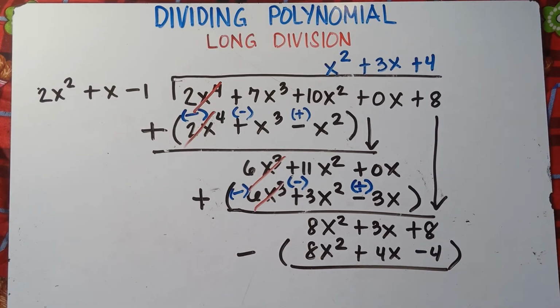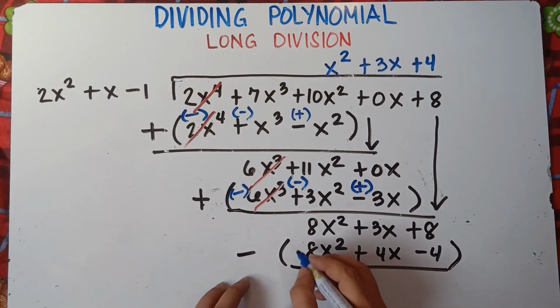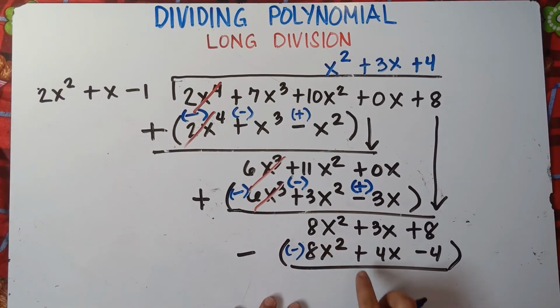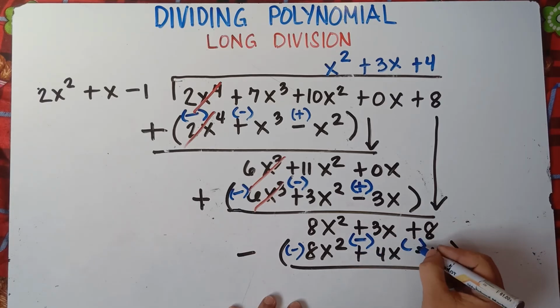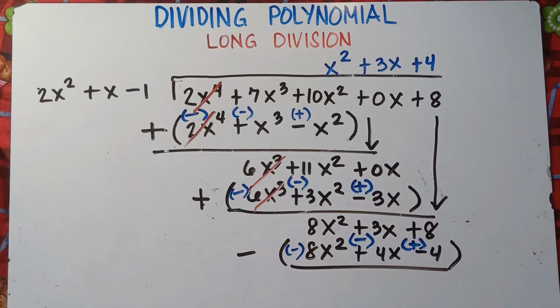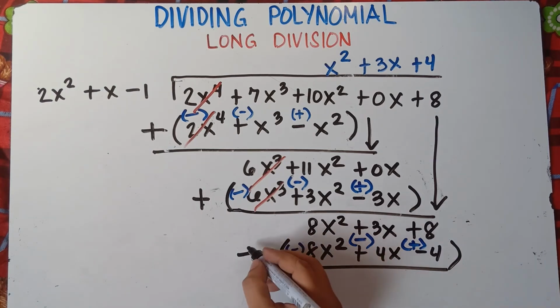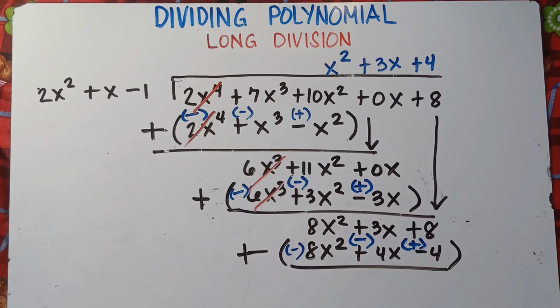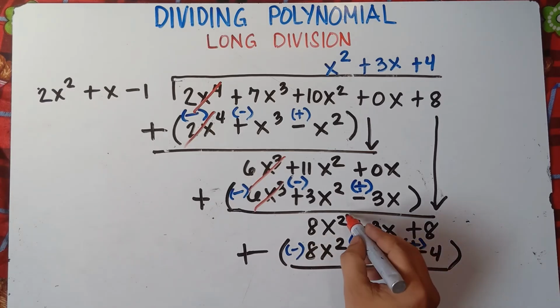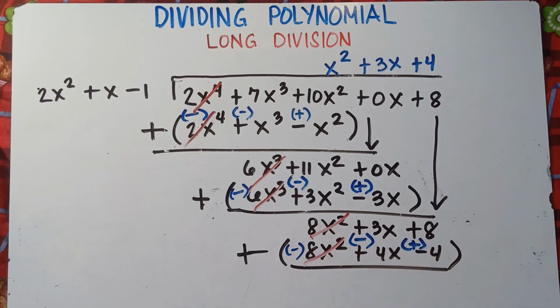Let's change the sign, class. This is positive 8x squared. It will be negative 8x squared. This is positive, it will be negative. This is negative, it will be positive. So you follow the blue one, class, for you not to be confused. And you change this operation to plus. So 8x squared minus 8x squared, this will cancel. This will be 0. 8x squared minus 8x squared, that is 0.